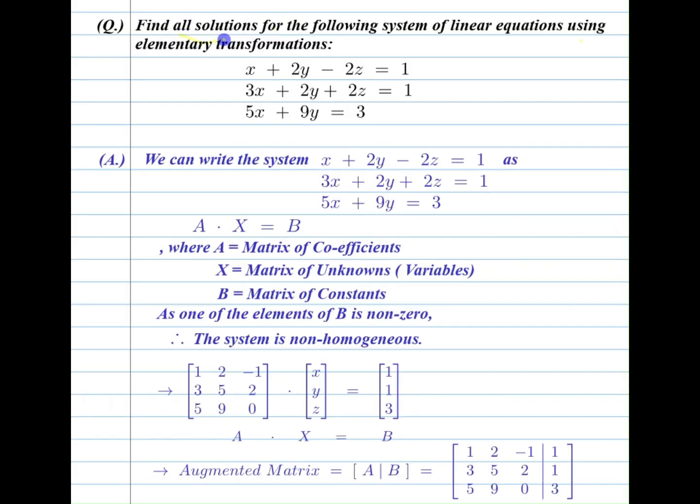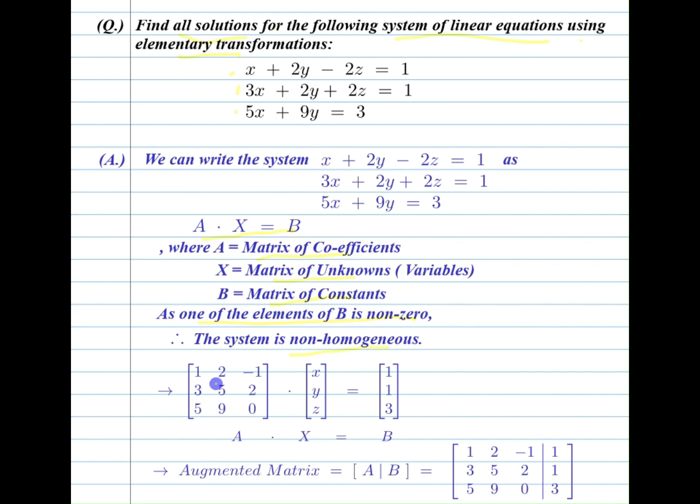In this question also we have to find the solution of a system of linear equations using elementary transformation. But the system is x plus 2y minus z equal to 1, 3x plus 5y plus 2z equal to 1, and 5x plus 9y equal to 3. So we can rewrite the system as AX equal to B, where A is the matrix of coefficients, X is the matrix of unknowns, and B is the matrix of constants. As one of the elements of B is non-zero, the system is non-homogeneous.